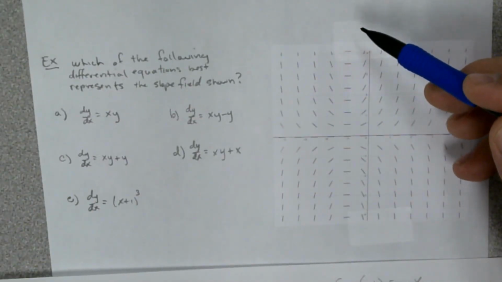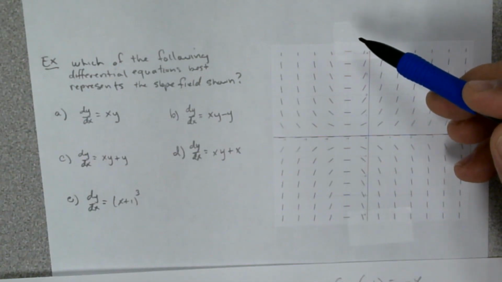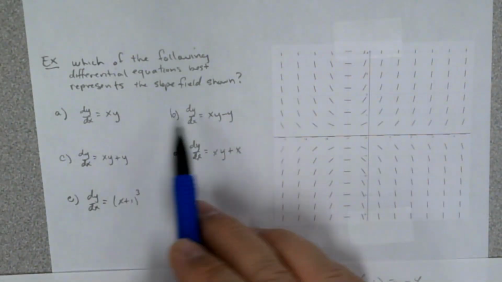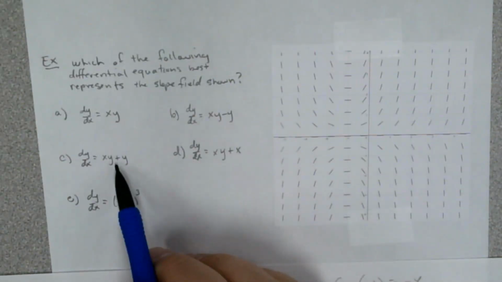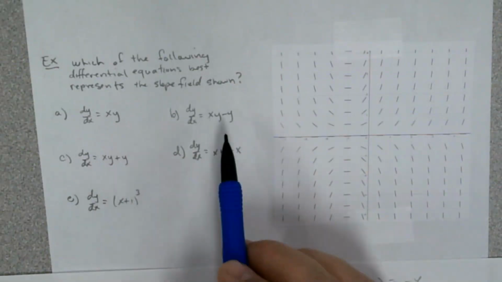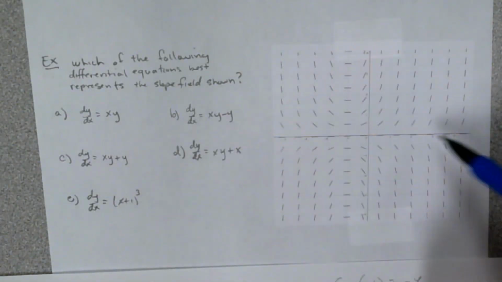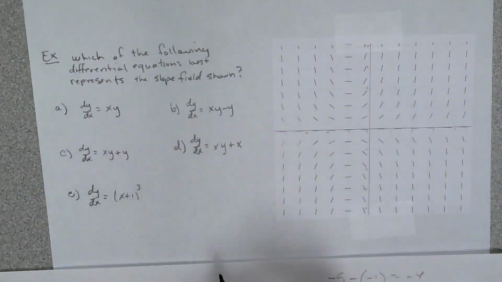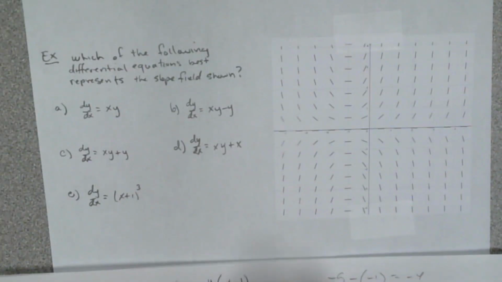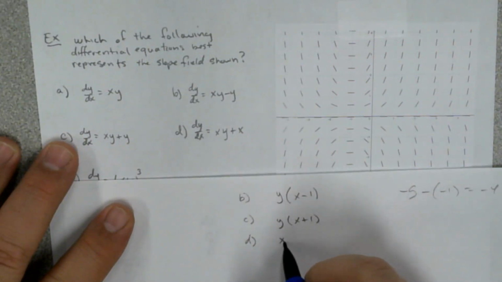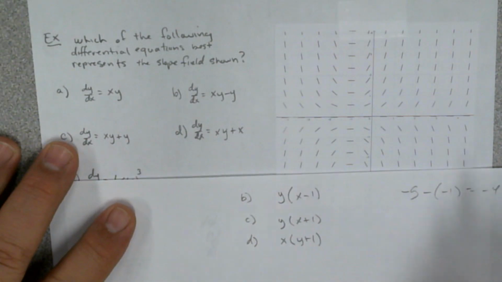Okay? So what can I do in this situation? How should I look at this? Well, look at my answer choices over here, and I'll notice that some of these things can maybe be factored. So if I factor out a common factor and get it as a product, I might be able to see this a little bit more clearly. In fact, if I do B, I take out the y, I'll get y times x minus 1. This is for B. If I take C, I'll get y times x plus 1. And if I take D, I'll get x times y plus 1.